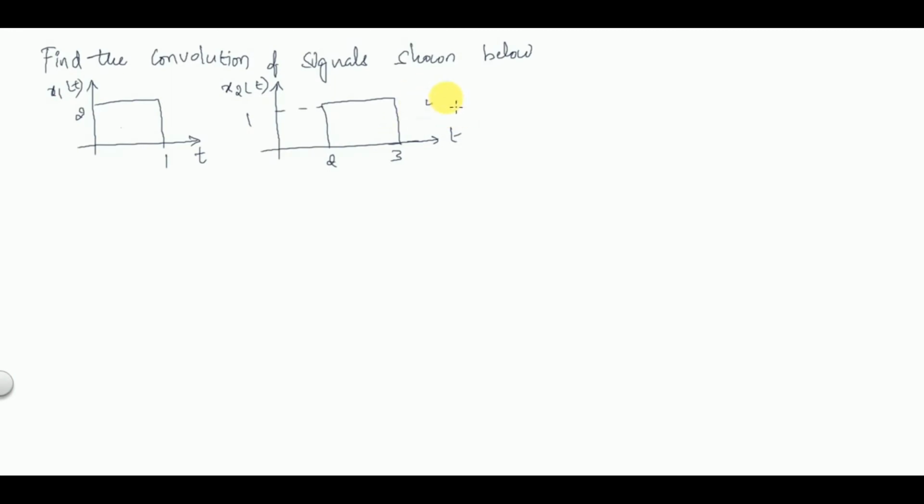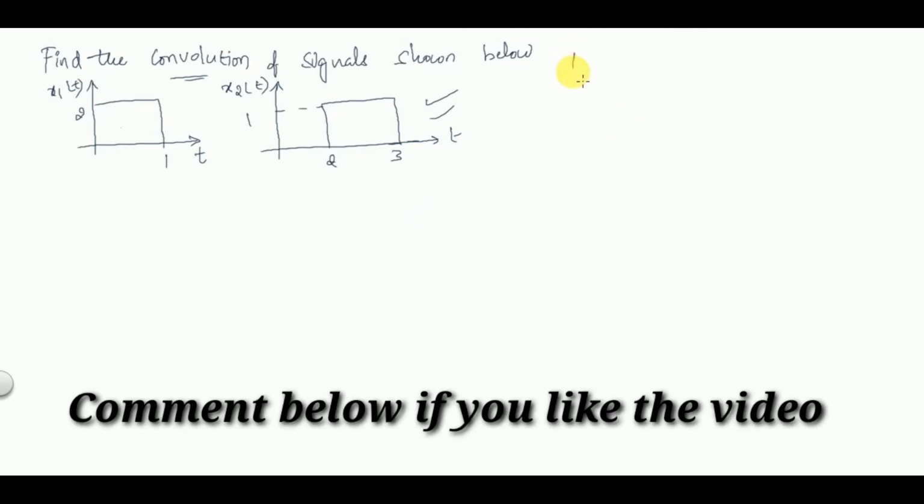So next, if you are given two signals like this, and you are asked to find the convolution between these two signals, you can use the graphical convolution method also, right, to perform the convolution between these two. But now I am taking the concept of convolution by differentiation.